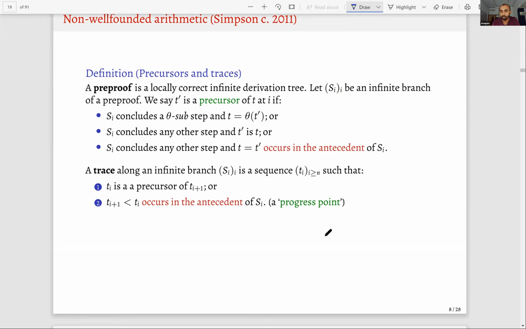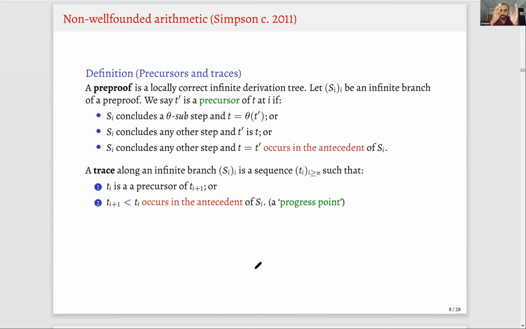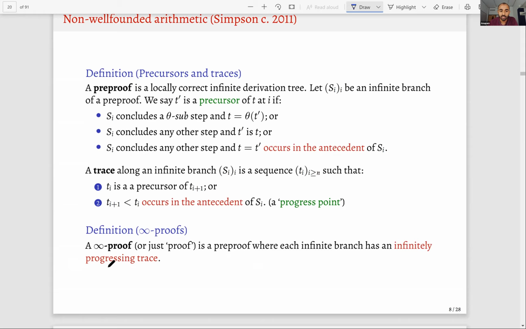So the basic concept here is the concept of a trace, which follows terms through the branches of proofs. And we ask that they progress infinitely often. So infinitely often, you switch to a term where that appears less than your previous term in the antecedent. Now, this is a little bit heavy, and I'm just gonna give an example now. But the idea is that an infinity proof, or just proof in what follows, is a pre-proof where every infinite branch has such a trace. It has a trace that progresses infinitely often. Now, it turns out this will carve out a sound fragment of the non-well-founded pre-proofs.